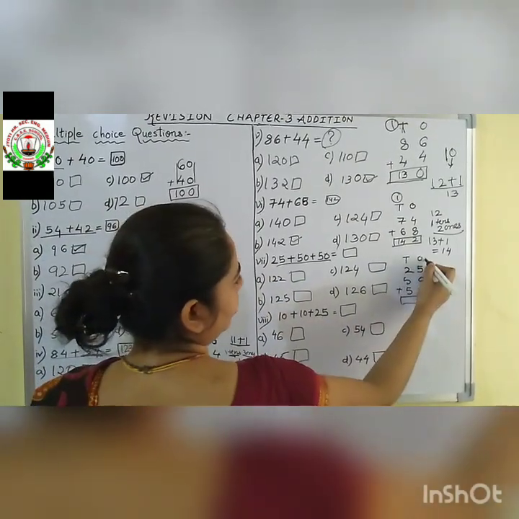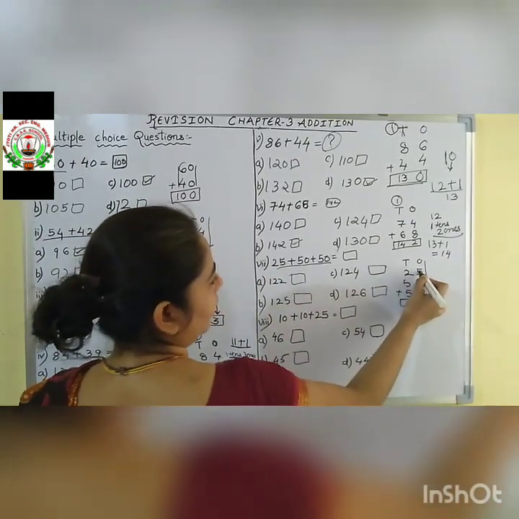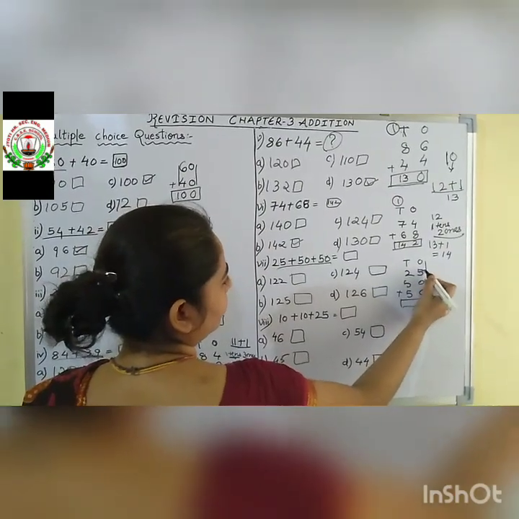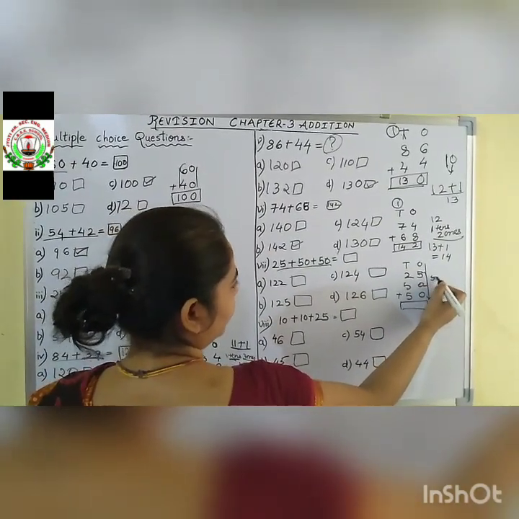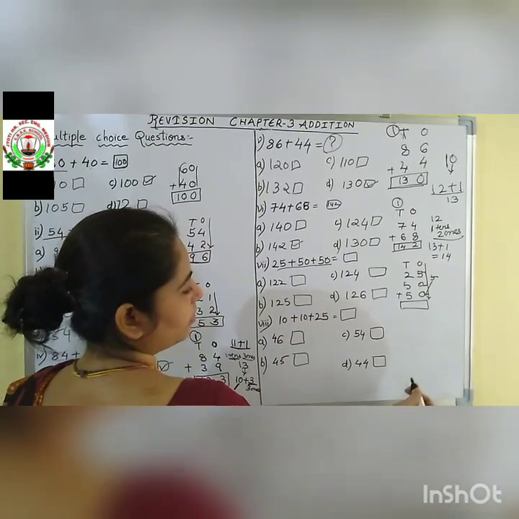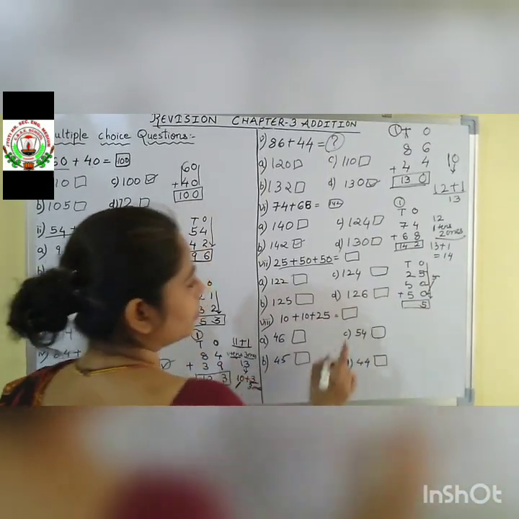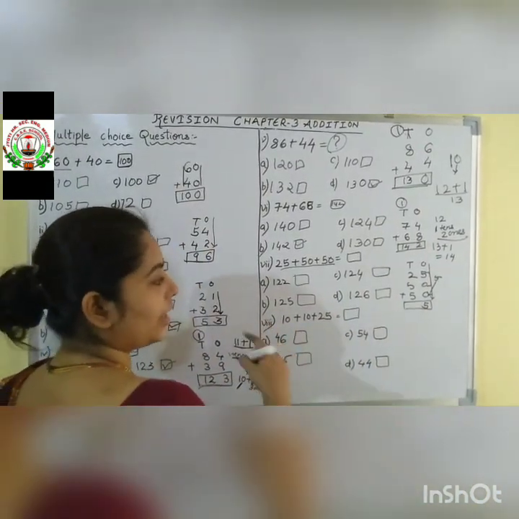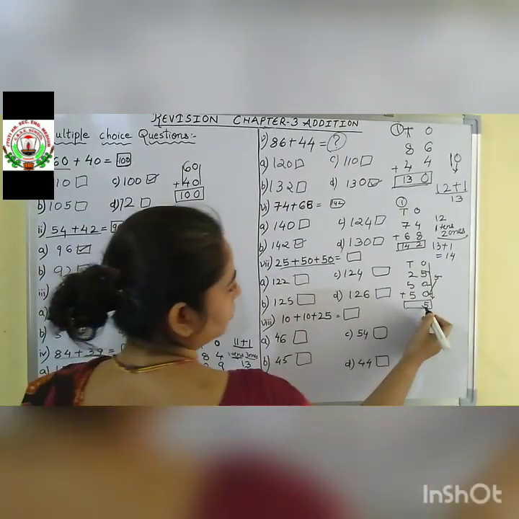Let us see. Come, doing from the ones place. 5 plus 0, 5. Then this 5 and 0 will be 5. If any number is added with 0, then the answer will be the same number itself, 5.